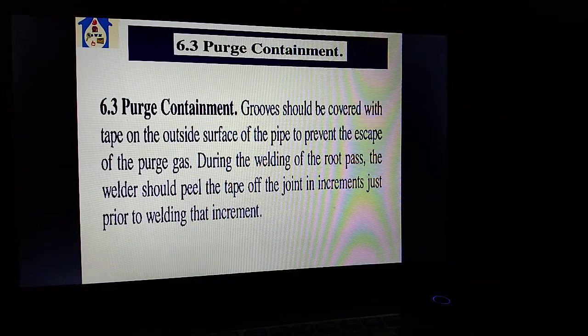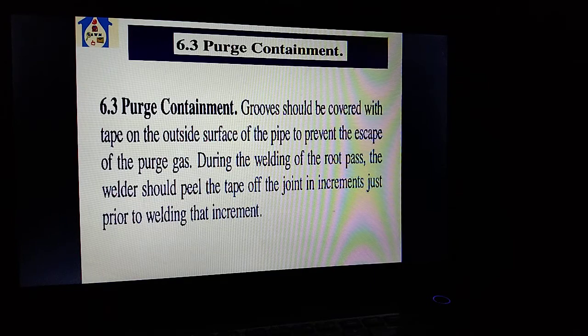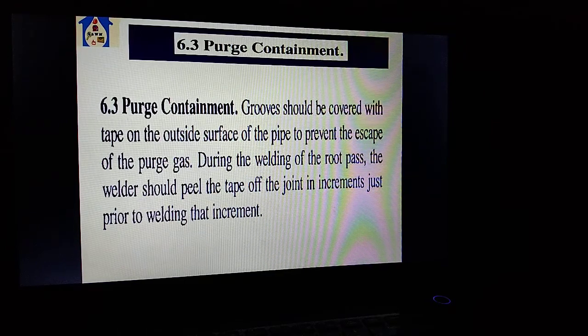Purging. The groove should be covered with tape on the outside surface of the pipe. During the welding, the root pass of the weld should be purged. Purge the inside of the joint just prior to welding that increment.